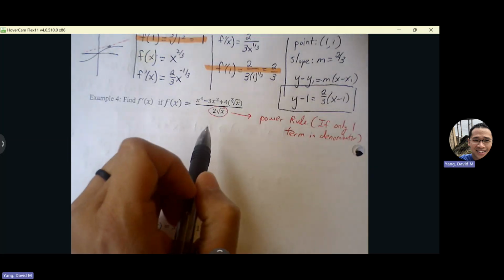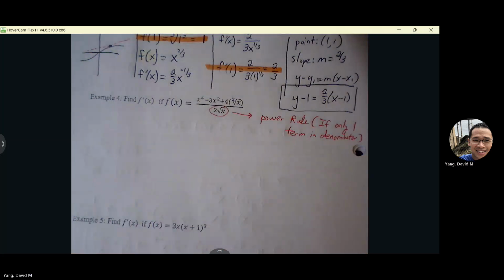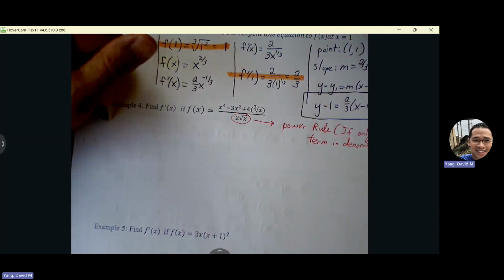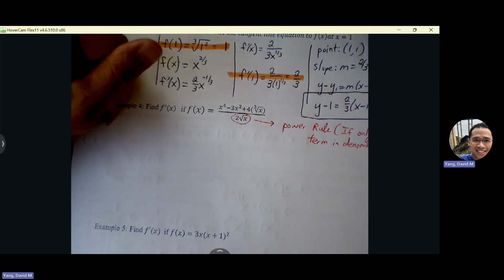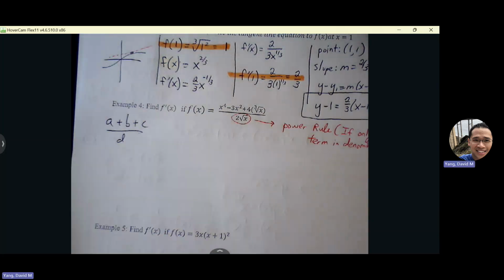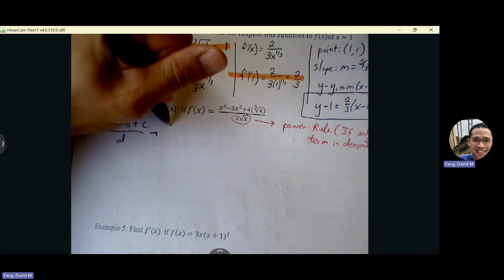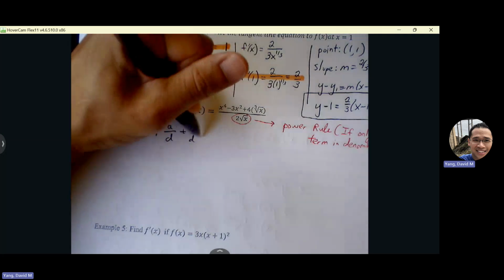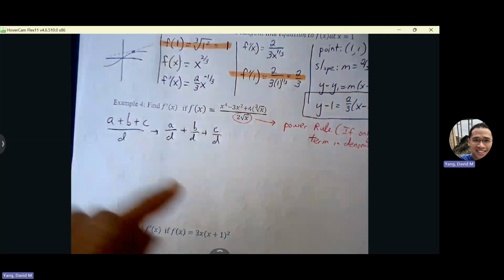Right now, this feels complicated because it's just one function, which is a mess. So my strategy is, why don't we split this up into smaller problems? Remember that if I had a fraction like a plus b plus c over d, if there's only one term below, I can always rewrite it as 3 separate fractions: a over d plus b over d plus c over d. And that's our strategy here.